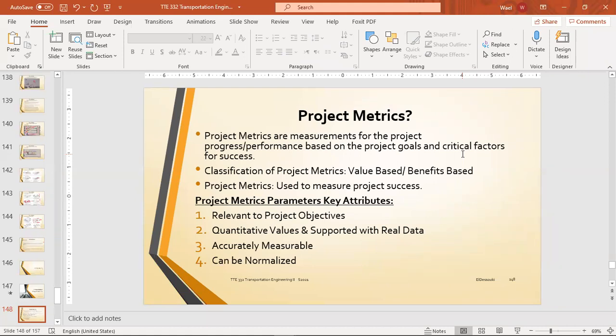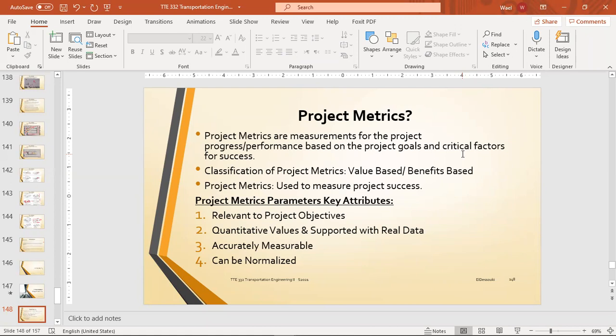For example, traffic safety projects save human lives. Can we put a monetary value on human life? No, but we can measure it, we can have a metric. Okay, that is based on benefits. Project metrics are used to measure project success.